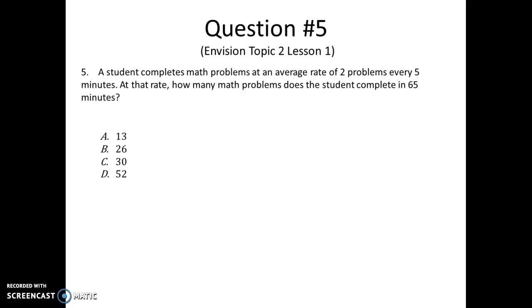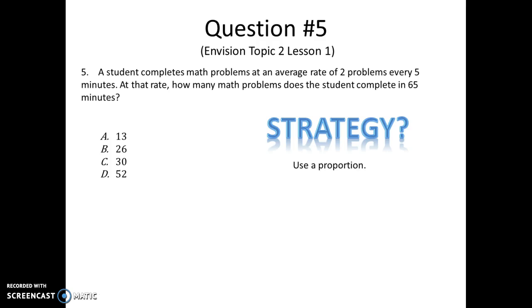Question number 5. A student completes math problems at an average rate of 2 problems every 5 minutes. At that rate, how many math problems does the student complete in 65 minutes? Your strategy? I would use a proportion. By setting it up like equivalent fractions, then solving using cross products, we get x equals 26, which is choice B. This one should have been pretty easy.